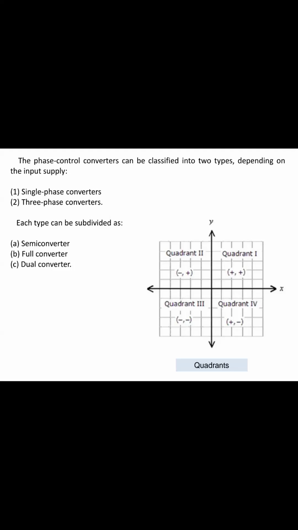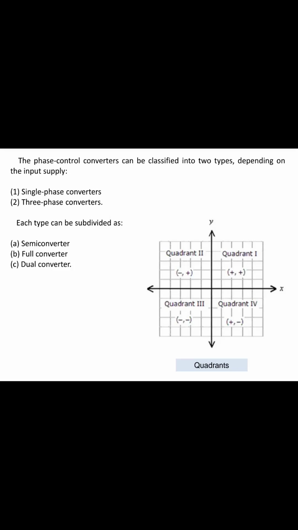Whereas the fully controlled rectifiers are bidirectional, from the AC system to the DC system and back from the DC system to the AC system. We will discuss in the coming classes how these fully controlled rectifiers work as bidirectional converters.